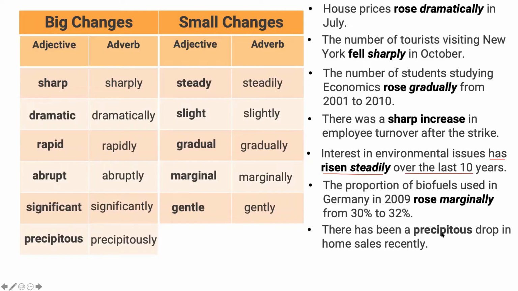Next, it says there has been a precipitous drop in home sales recently. Again, we're talking about recent times, so there has been. That would be the present perfect. Precipitous would be something very sudden, so a very steep drop. And lastly, home sales are declining precipitously. In this case, we are using the adverb to talk about how things are declining.